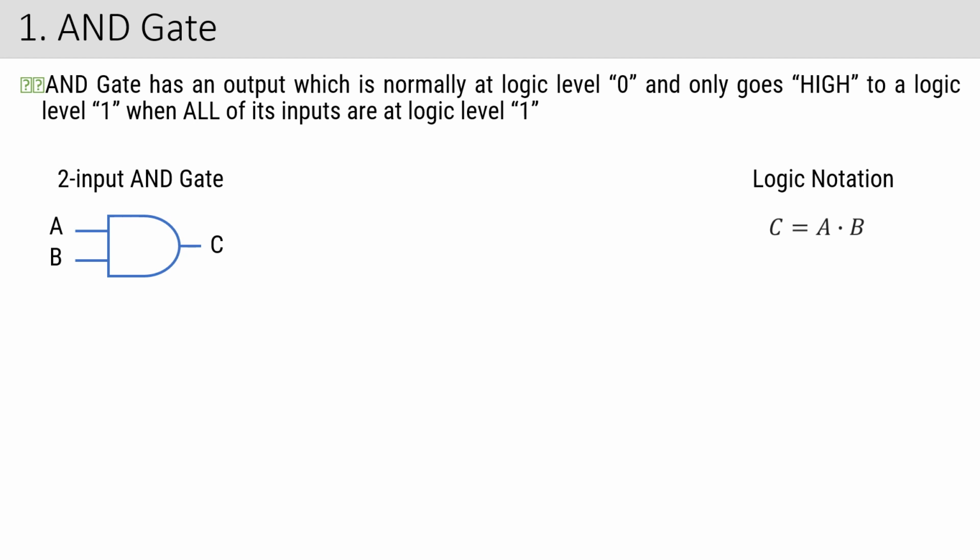Okay, now what is the logic notation for an AND gate? The logic notation means what will be the output. C is the output. What is the logic notation for it? So C is equal to A dot B. Okay, C is equal to what? A dot B. Okay, this is the logic notation.